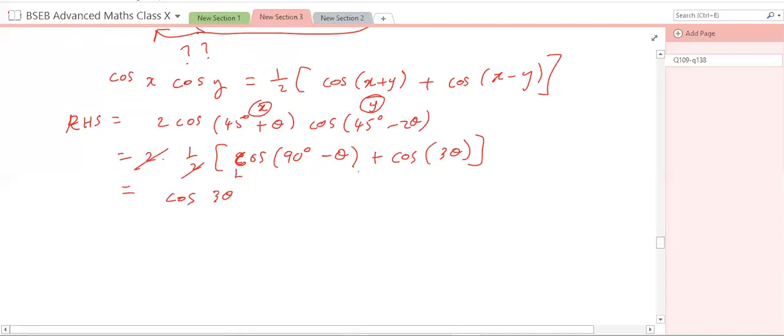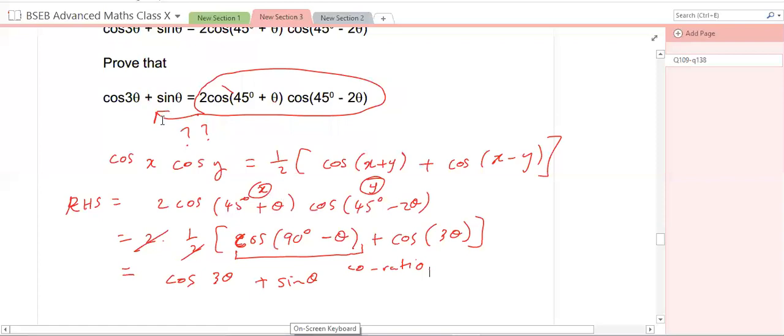And what's the simplification of this? It's in the first quadrant, plus sine theta. It takes a co-ratio. Right, that's co-ratio, the first quadrant. So that's what we wanted. We wanted to prove that it is equal to cos 3 theta plus sine 3 theta.